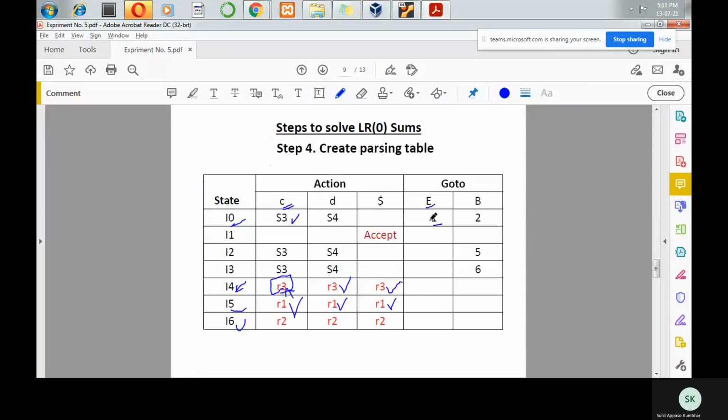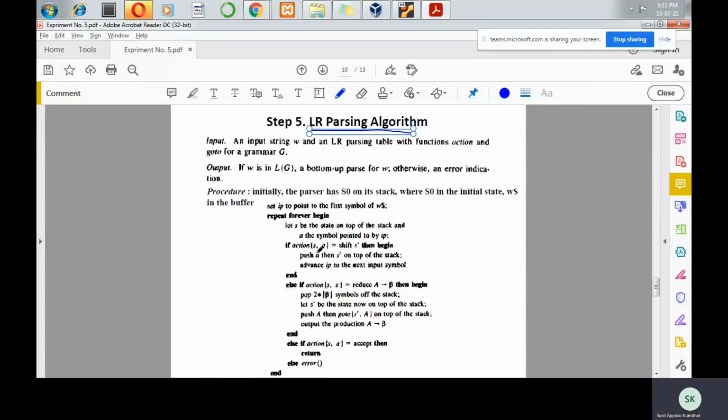This is the LR parsing algorithm. So input to this algorithm is an input string and LR parsing table with functions, action and goto for a given grammar. Output is, if W means string, if it is a part of given language generated by the grammar G, a bottom-up parse for W, otherwise an error is indicated.